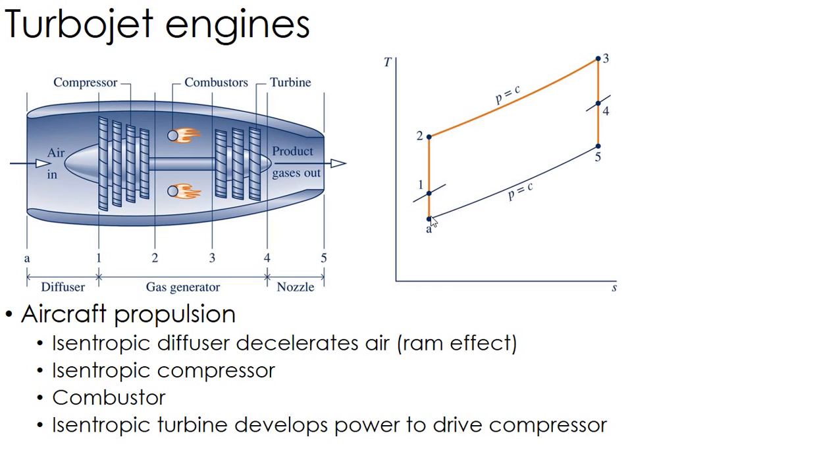Now, with the turbojet, the focus of this is not to create a lot of power. So really, the turbine only develops enough power to drive the compressor. All the rest of the energy is going to be used to create the thrust. Okay, so unless it states otherwise, we're always going to assume that the turbine simply drives the compressor.